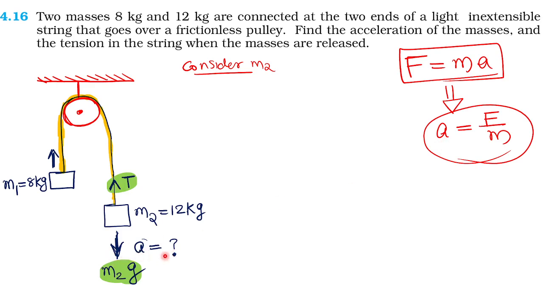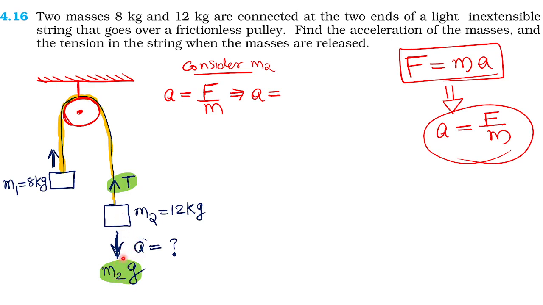So here I want acceleration. So the acceleration is what? Let me write the formula. Acceleration is F by M. F means net force, remember. F is the net force divided by mass. So acceleration of M2 is equal to net force experienced by M2, which will be M2G downward and T upward. They are in opposite direction, so the net force will be their difference.